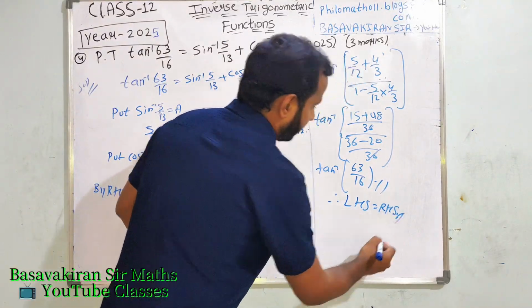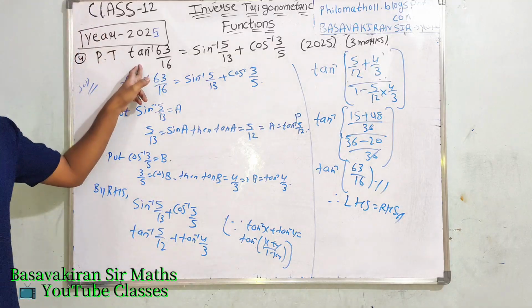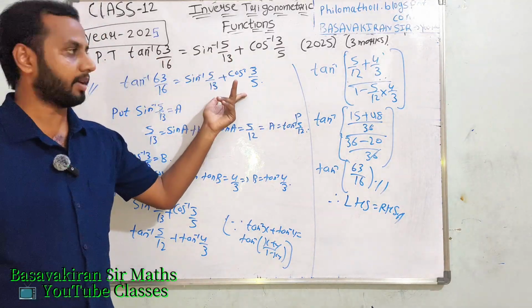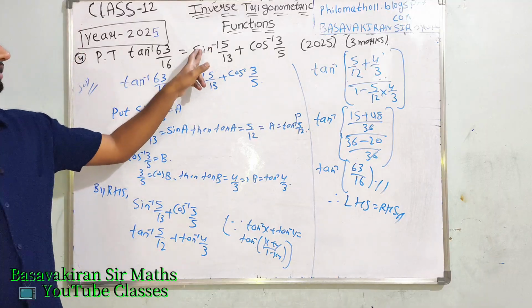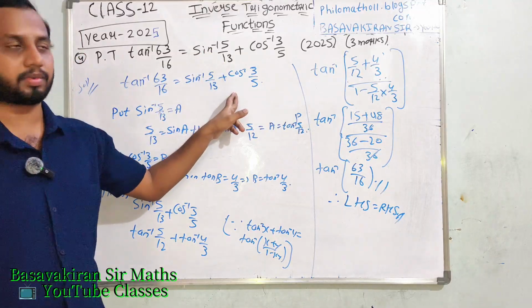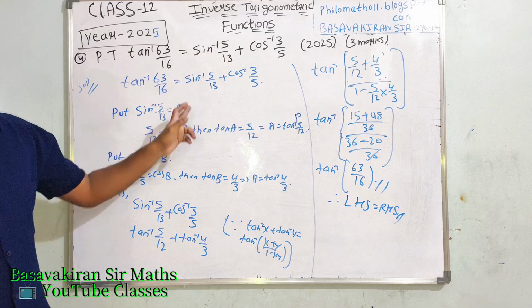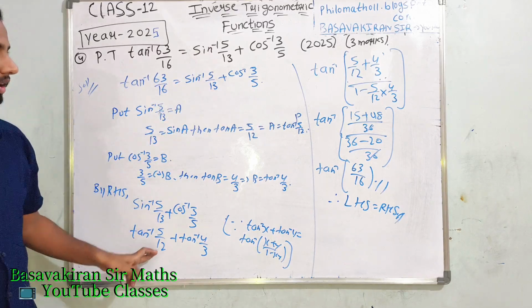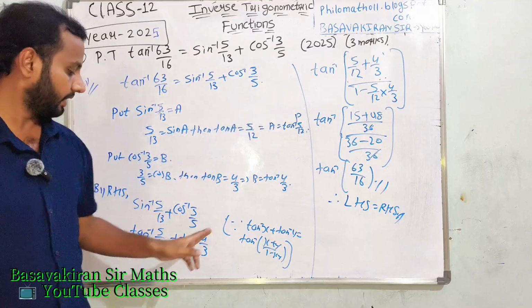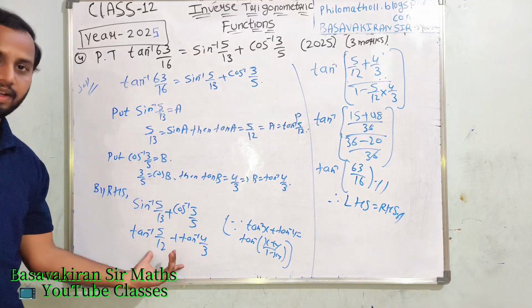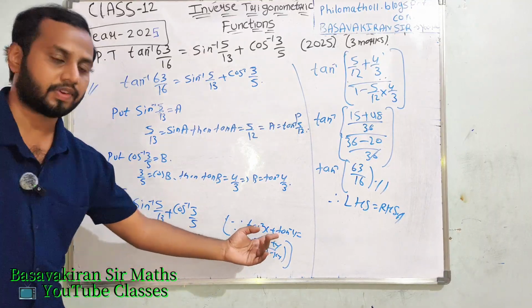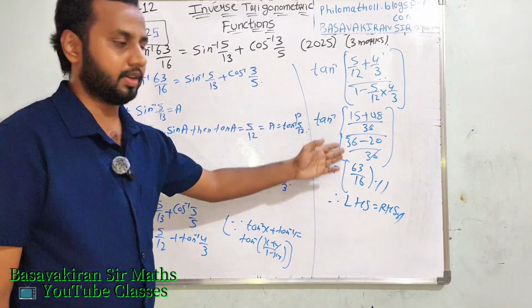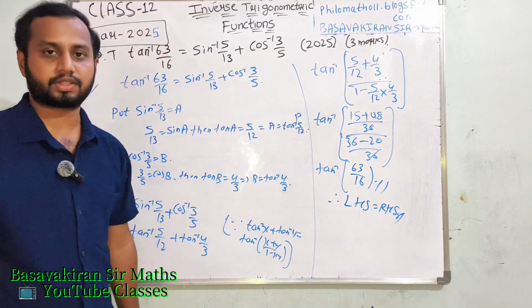What you should do: whenever the left hand side is tan inverse, try converting the right hand side into tan inverse. You have already learned in 10th how to convert sin 5 by 13 to tan. So with the same method I have converted to tan inverse. Now sin inverse of 5 by 13 becomes tan inverse of 5 by 12, and cos inverse of 3 by 5 becomes tan inverse of 4 by 3. The formula for tan inverse of x plus tan inverse of y is tan inverse of x plus y by 1 minus xy. Same formula, take the LCM, then you will get the simplification. LHS equals RHS. Thank you.